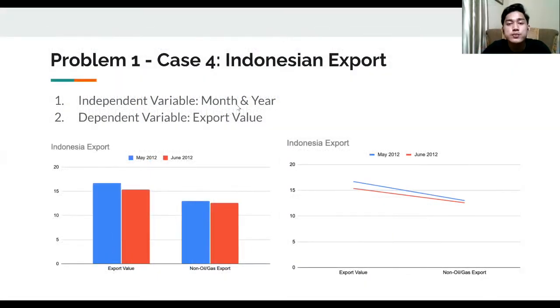Okay, so now we're moving on to problem 1, case 4, which talks about Indonesian export. As you can see here, the independent variable is month and year, and the dependent variable is export value. As you can see, we categorize it from the graph into two categories, which are export value and non-oil or gas exports. Based on our interpretation, the export value in Indonesia decreased in June 2012 compared to the previous year. And when we talk about the prediction, I think it's kind of hard for us to predict since the data only covers 2 periods, so it would be unreliable if we predict it.